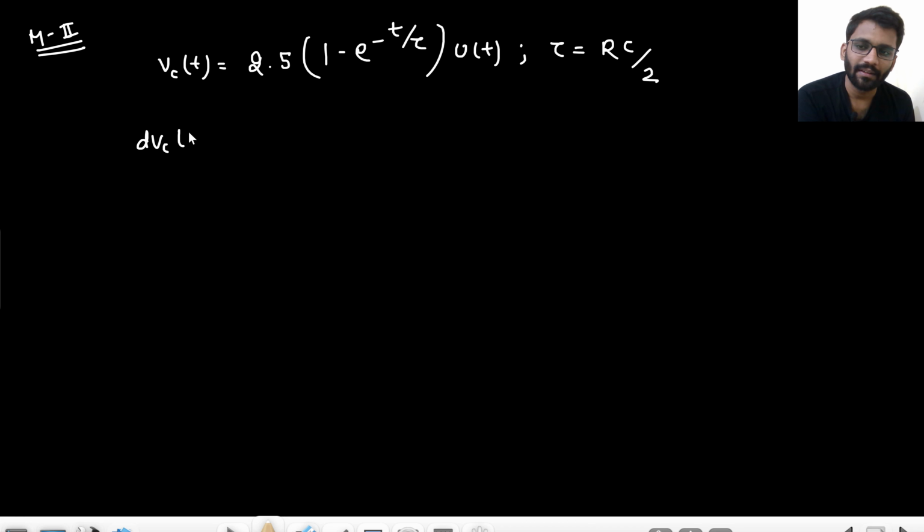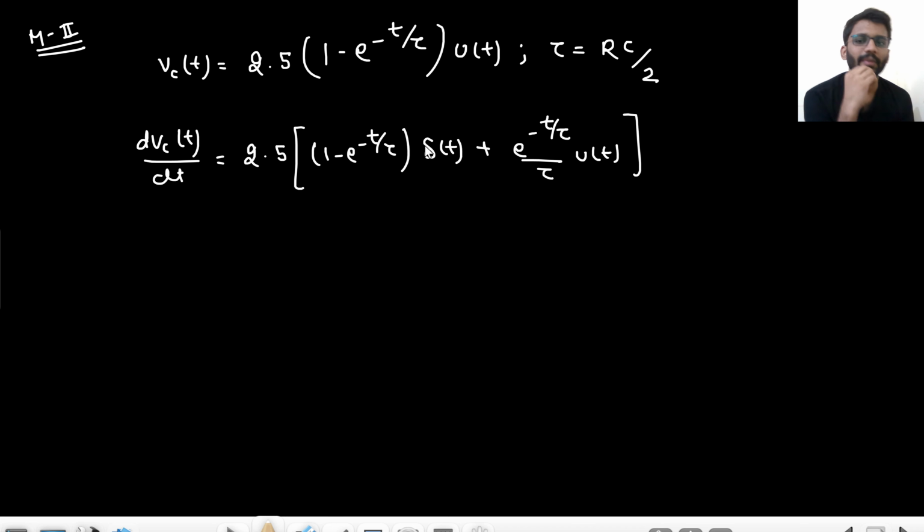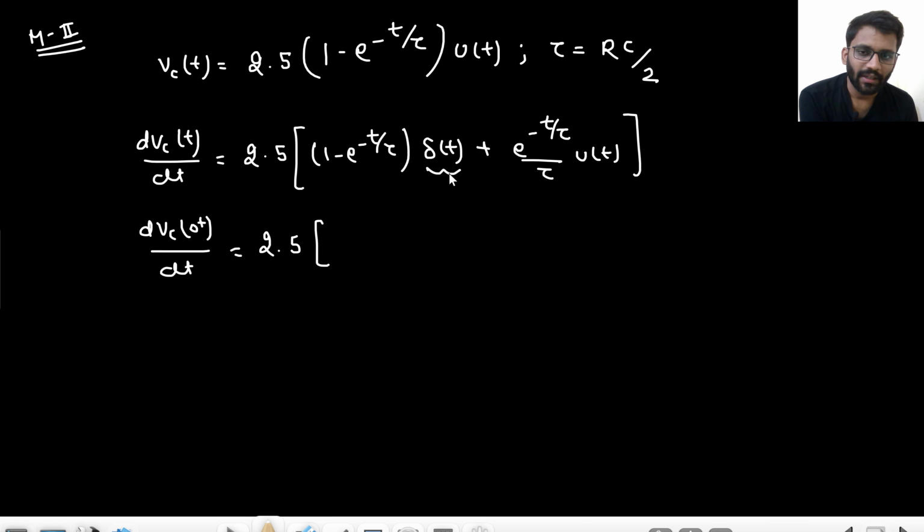So simply differentiate it. dVc by dt would be 2.5, the first factor as it is, into the differentiation of the other one. So it will become e to the power minus t upon tau, u(t). And we are talking about t equals 0 plus, so the first factor will go down to 0 only, right? So 0 plus 1 by tau, and u(t) will be 1 only.